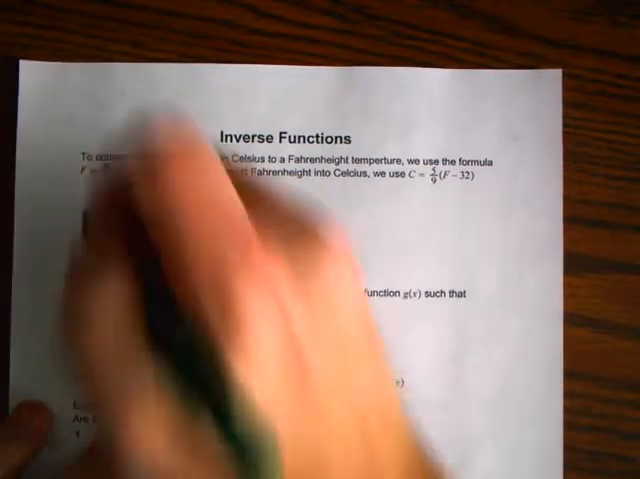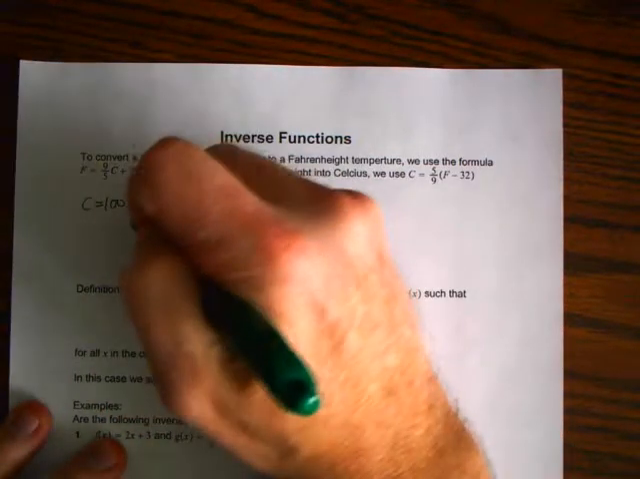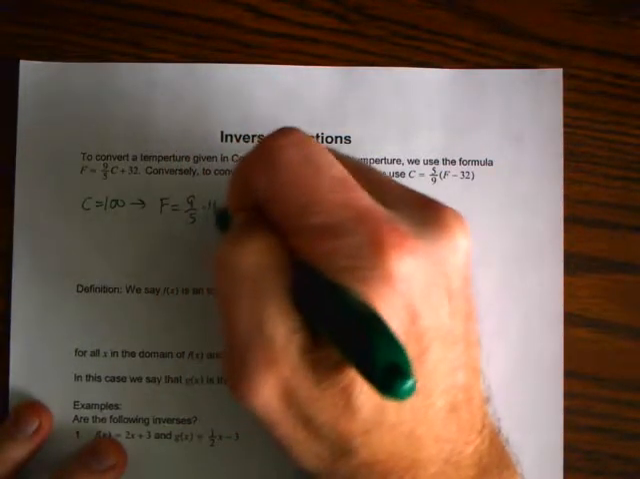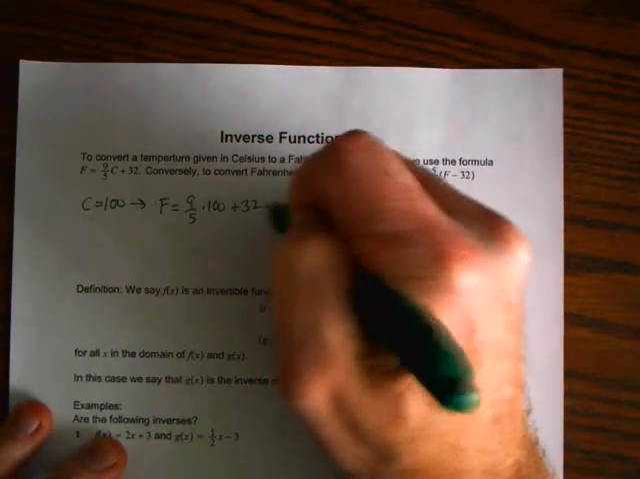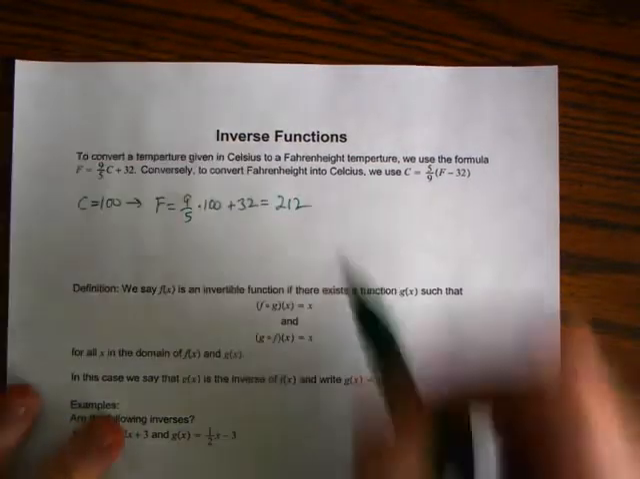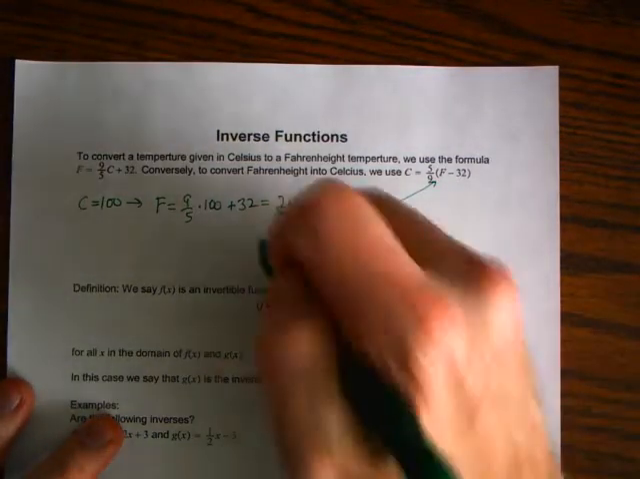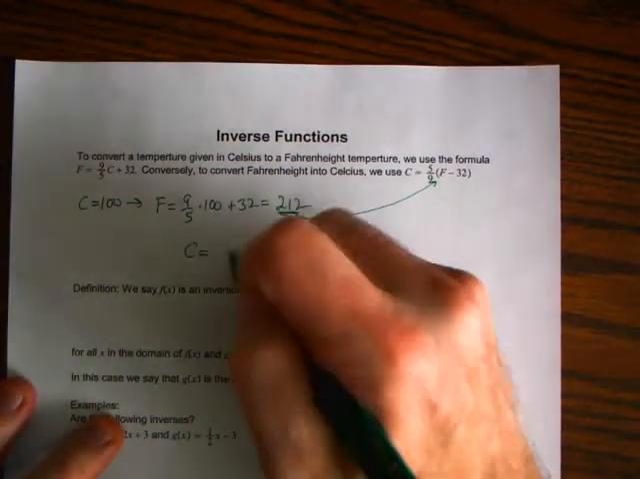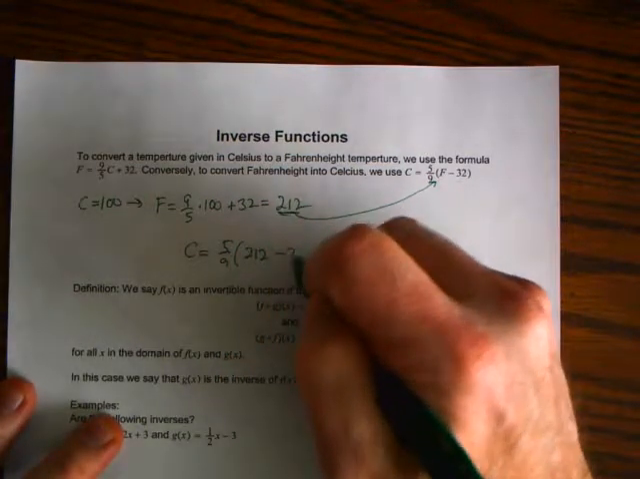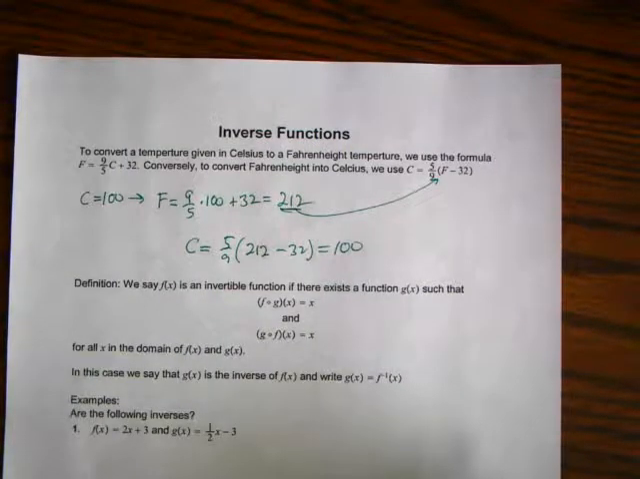What I mean by that is, let's say we were to start with a Celsius temperature of 100. Well, F would then be 9/5 times 100 plus 32, which would turn out to be 212. If I then took this answer and plugged it into that function, I would get C equals 5/9 times (212 minus 32), and you work that all out, you get 100. And this is what we mean by inverse functions.